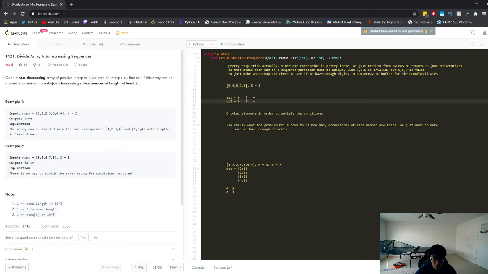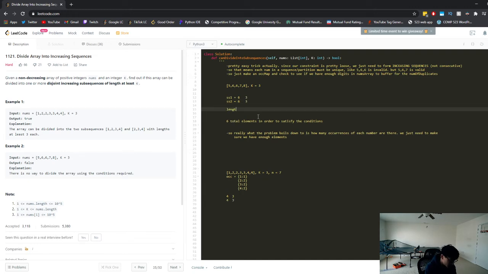So 3 plus 3 is a total length of 6. The only way this would work is if our input is at least length 6, meaning we have at least 6 elements, and we don't. We have 5 elements here. So that means we can't actually build 2 full subsequences of length 3, even though we have to at least try to build it with 2 subsequences because we have duplicates.